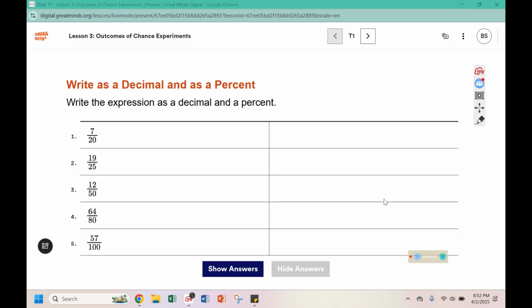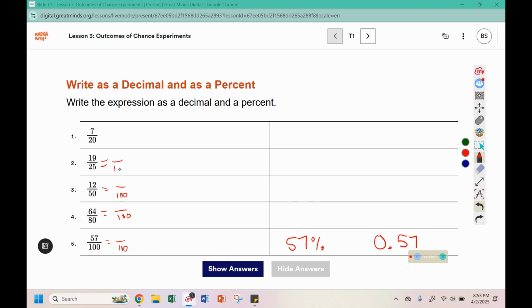Write the expression as a decimal and as a percent. As a percent, 57 out of 100 would be 57%. As a decimal, we would move that decimal 2 spots to the left, so that would be 0.57. You can do the same thing to change these into percents using the cross multiply and divide technique that we've been using for percents back in Module 5. And then move the decimal 2 spots to the left to turn it into the decimal version of the percent.